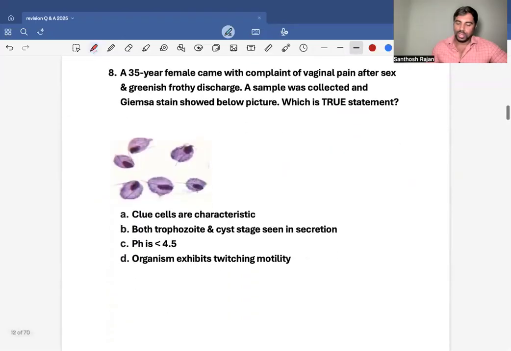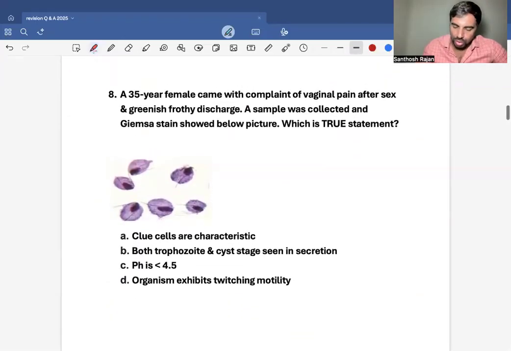Okay, easy. Now, next question. This is also by seeing the picture only, you already know it for sure. A 35-year-old female with vaginal pain after sex and greenish frothy discharge. Greenish frothy discharge, number one. And then they have given a Giemsa stain. I'm seeing a picture down here. Look at this picture. Everything is single here. What do I mean by single? In this picture, this parasite has only a single nucleus. Okay, we'll stop there.